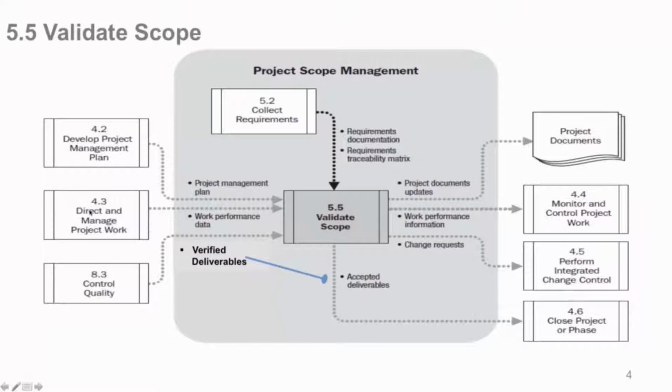So another input, here's 4.3, that's where we're executing the work required by the scope baseline, the work breakdown structure, and then certain information comes out into monitor and control so they can make their proper adjustments, maybe do some change control. And here are change requests directly from Validate Scope that we may find because it did not meet the scope requirements. We need to make adjustments, corrective actions, or even defect repair, which goes into Perform Integrated Change Control.